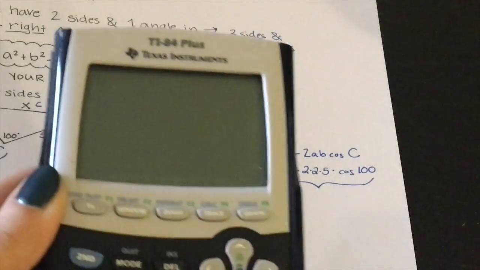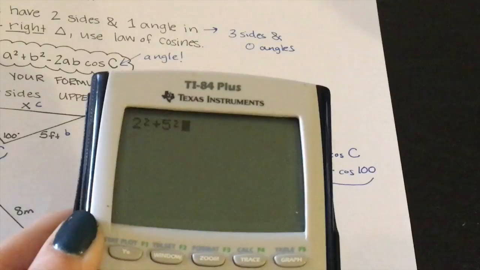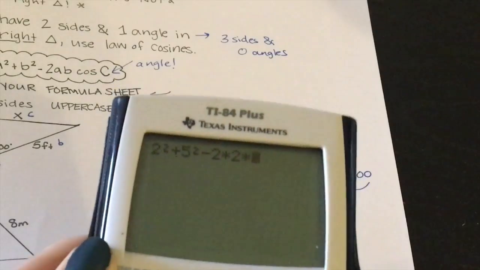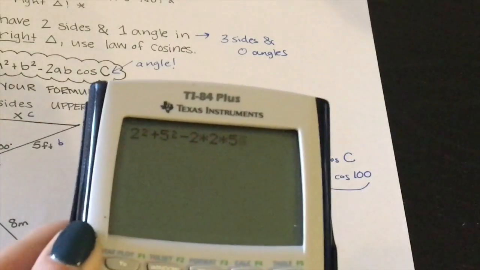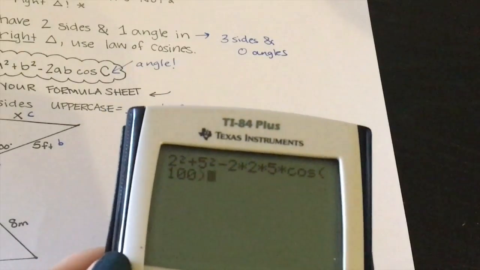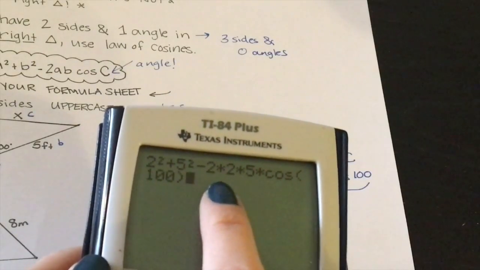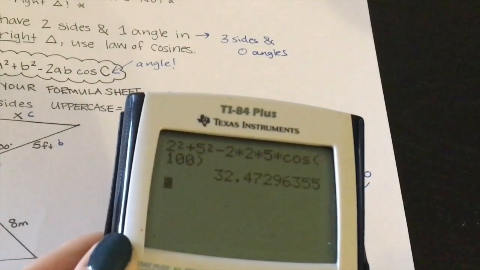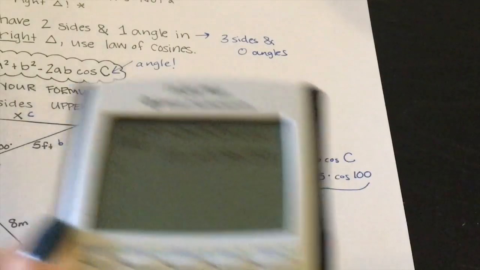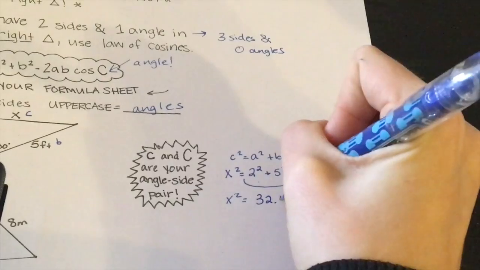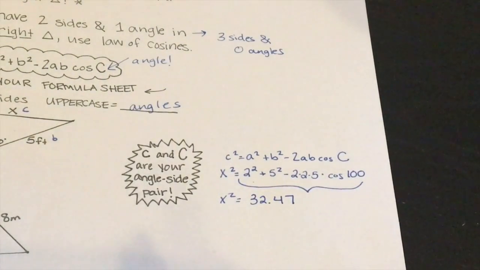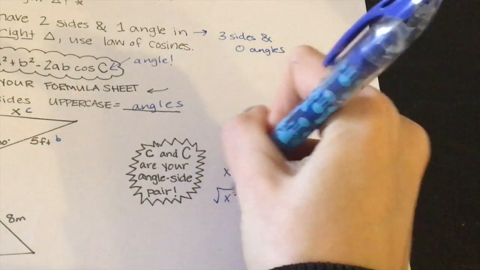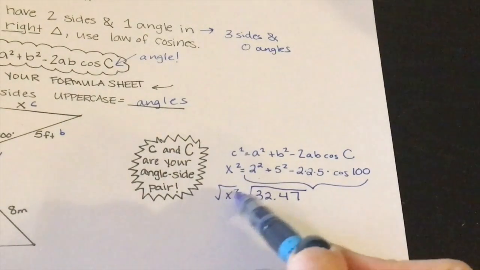Okay, so 2 squared plus 5 squared minus 2 times 2 times 5 times the cosine of 100. Yep, all good, okay. Bam, 32.47. I'm almost done. See, even though it looks kind of beastly, it's actually quite quick. I just need to square root x to undo the x squared.